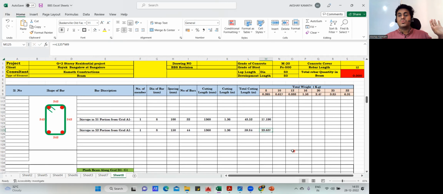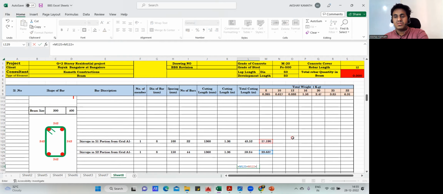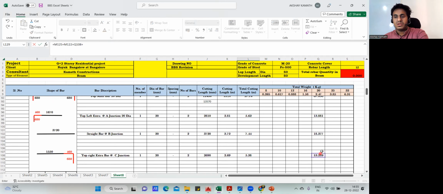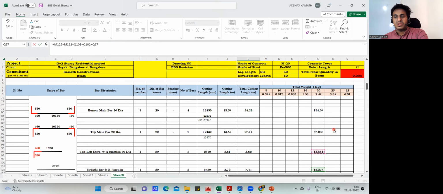Now if you ask me, sir, what is the total steel that is required? I'll calculate the total steel, and individual I'll not do. Total I'll tell you, including 8 diameter, 10, everything. 23.67 plus 17.170 plus this one, plus this one, plus this one, plus this one, plus this one.